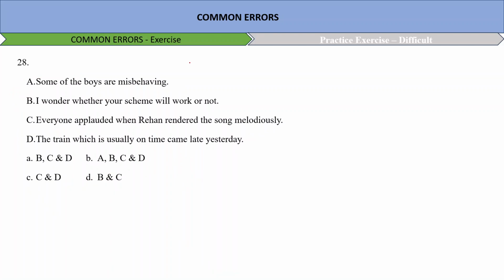Some of the boys are misbehaving. I wonder whether your scheme will work out or not. Everyone applauded when Rehan rendered the song melodiously. The train, which is usually on time, came late yesterday. Okay. Take 30 seconds time and try and understand, figure out.